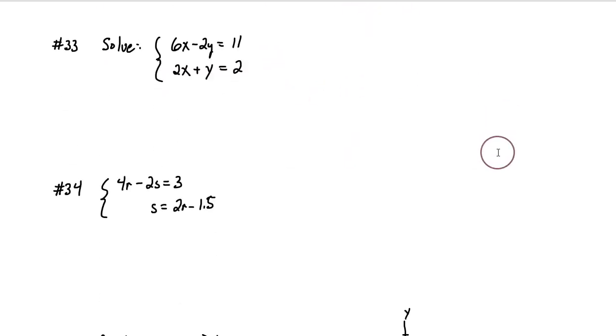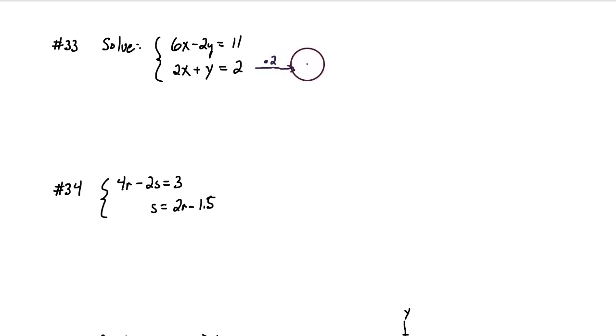Number 33, we're given a system, we're asked to solve it. We can use combination or substitution. I'm going to choose combination. I want one of the variable terms to be opposites. Because the top one has a -2y, I would like the bottom one to have a +2y. I think that I can transform it into that if I times by 2.